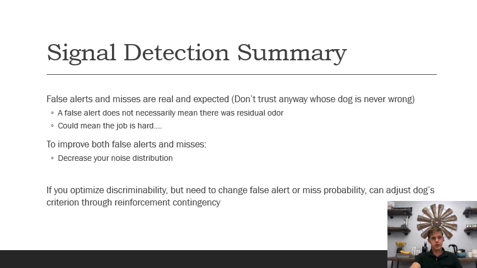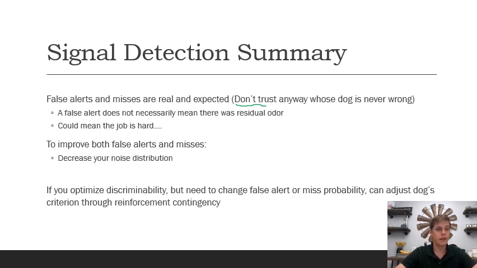So false alerts and misses are real and totally expected. One of my general rules, and I very well could be wrong, but for the most part I do not trust folks who indicate that their dog is never wrong, right? That the dog never false alerts, never makes any misses. They're always 100% right. Usually that means that the dog does make false alerts and misses, but they always have a reason to explain them away, why the dog missed that time or why the dog made a false alert.